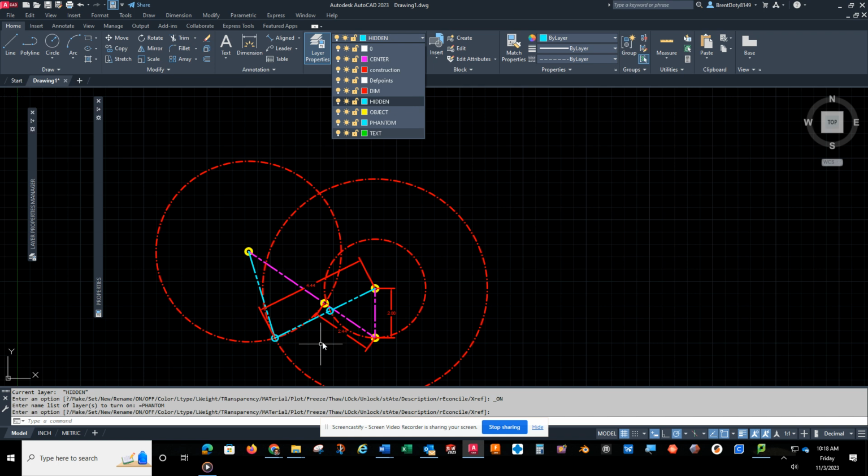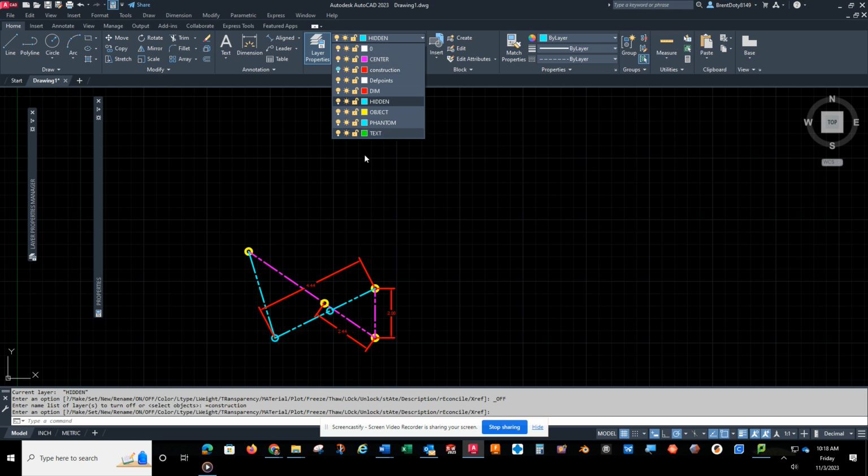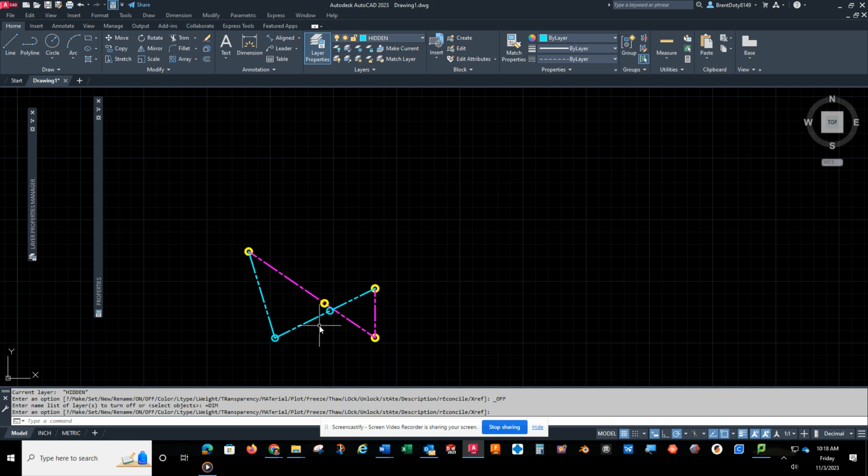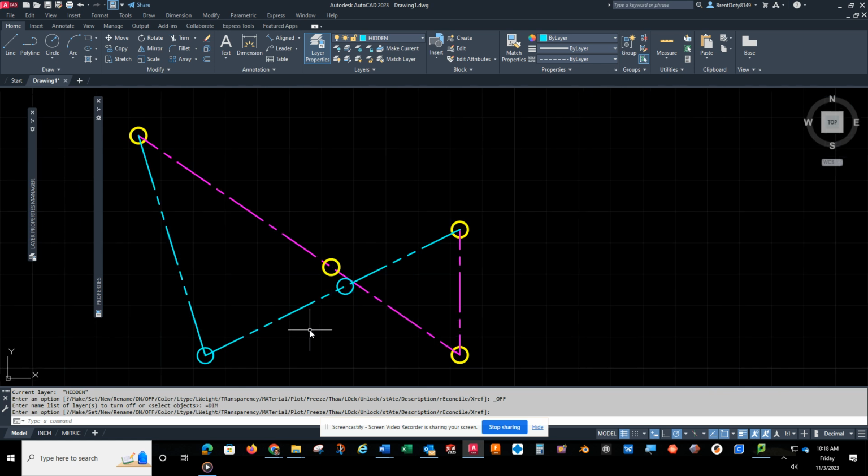Now, I don't know if this is confusing to you or not, but I tried to explain this to a couple of different people in class, and it seemed to help. So we're going to go with that. And so for my finished product here, I'll turn my construction lines off. I'll turn my dimension lines off. And so what I would have left here would be, this is position one, and this is position two.